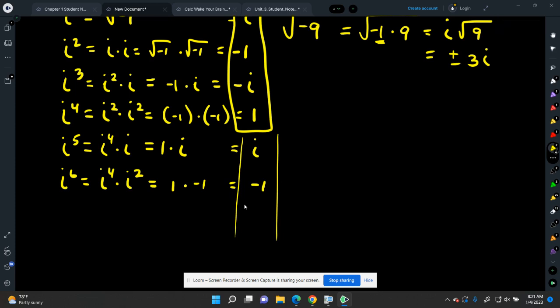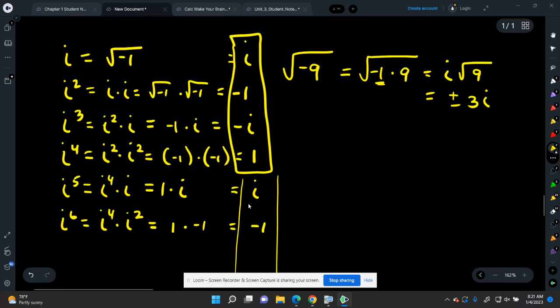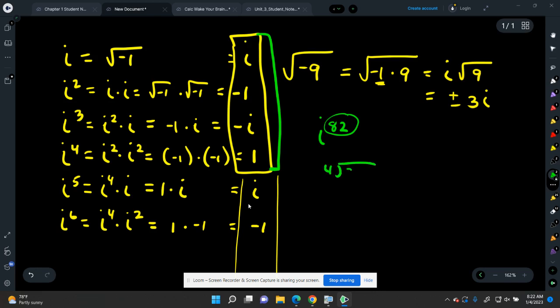So you don't even have to memorize it. You can figure out I squared, I to the third, I to the fourth. And then let's say that we had something like I to the 82nd. What we're going to do is figure out how many times 4, because this pattern repeats itself every 4 exponents. So how many times does 4 go into 82? It goes in 20 times with a remainder of 2.